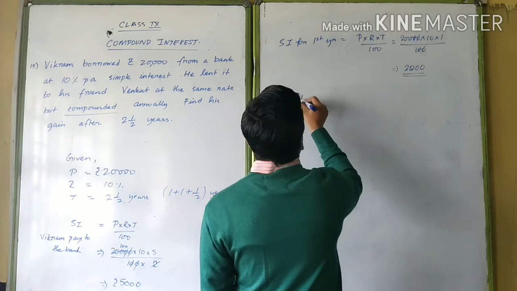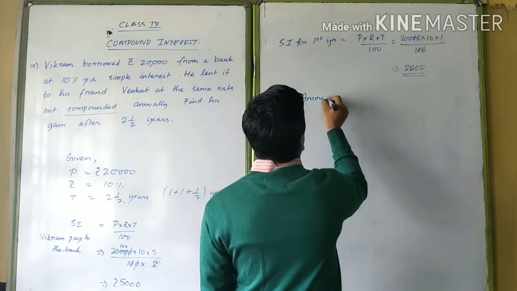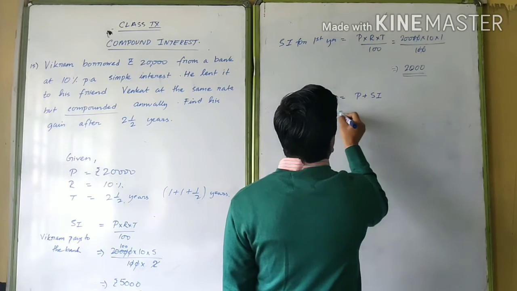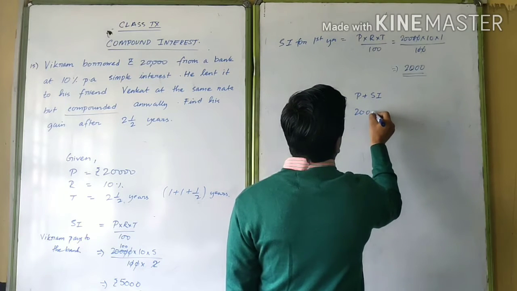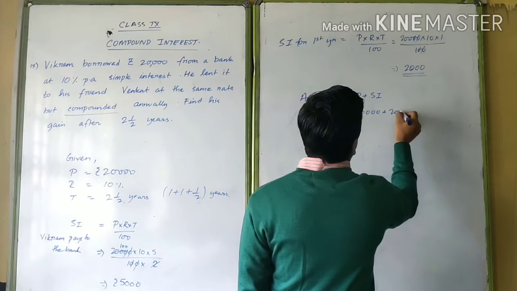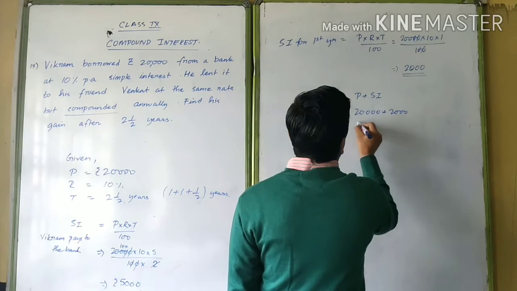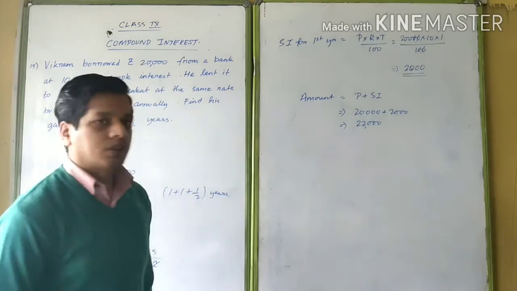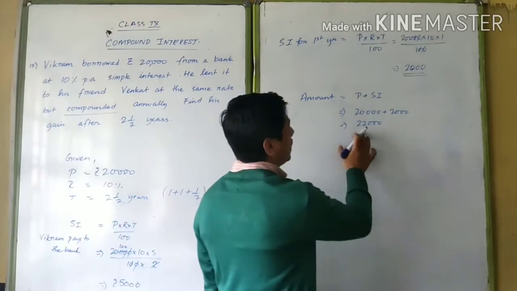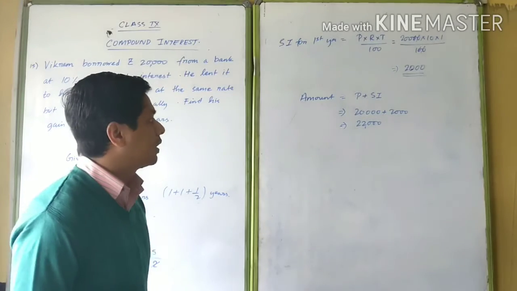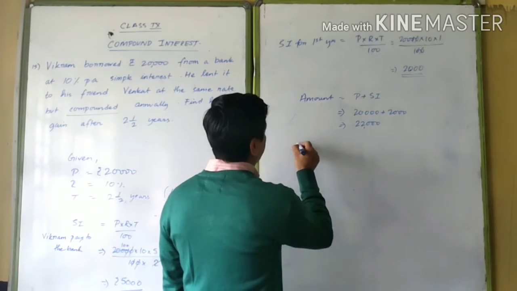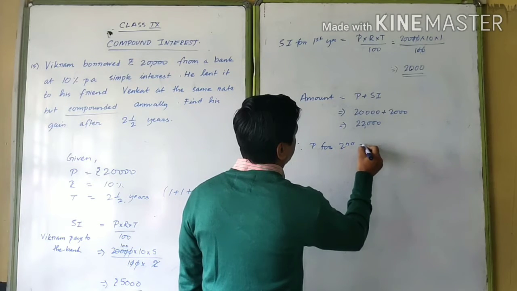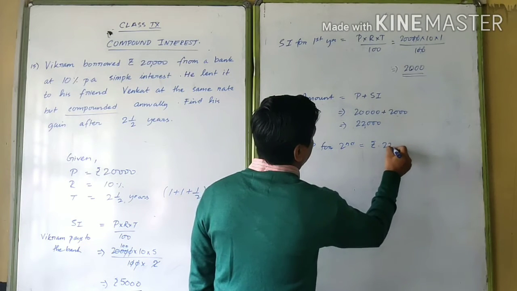Now we'll find the amount. Amount equals P plus SI. My P is 20,000 plus my SI is 2,000, which is 22,000. In our previous classes, I have already discussed that the amount at the end of the first year will become the principal for the second year. Therefore, P for the second year equals rupees 22,000.